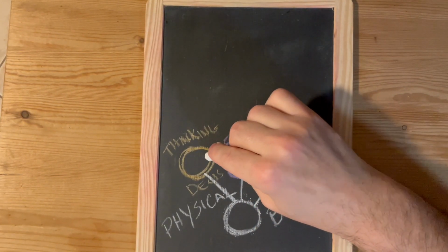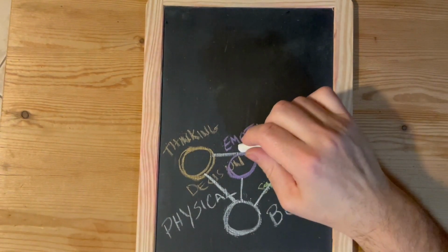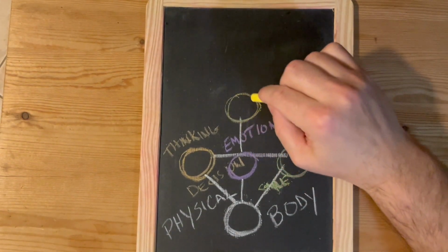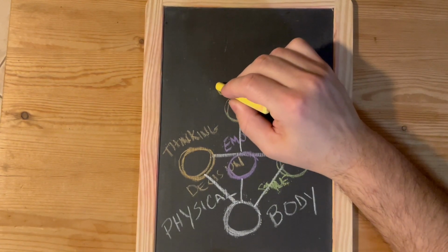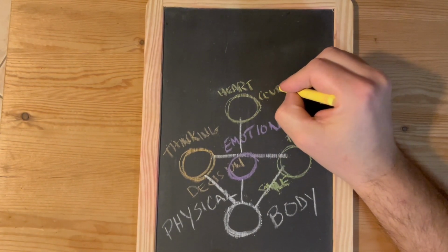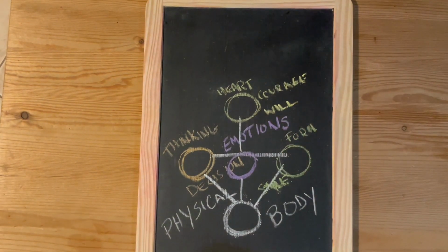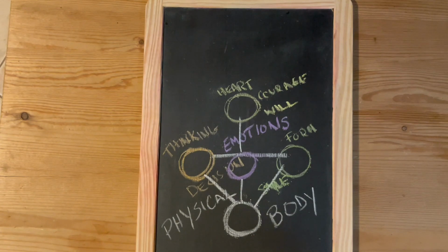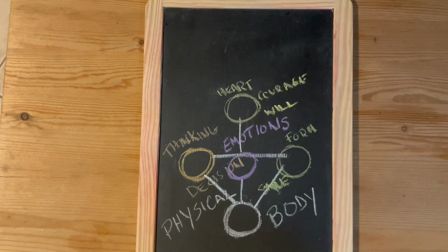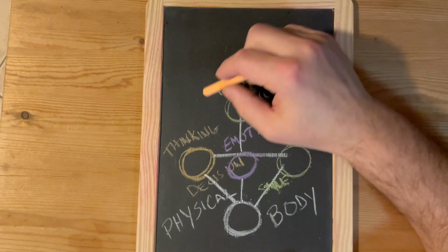All of these are connected. And then here in the middle, we have the heart. The player has to have heart or courage. The will, the will to win. I don't have all my colors here, so this will be red. We'll pretend like this is red.